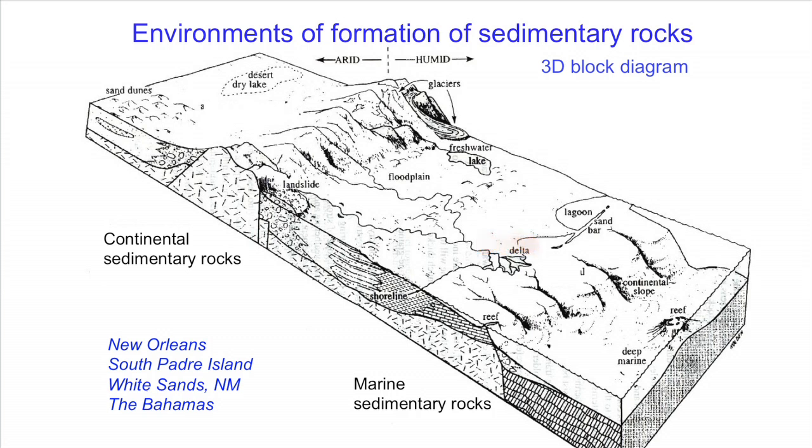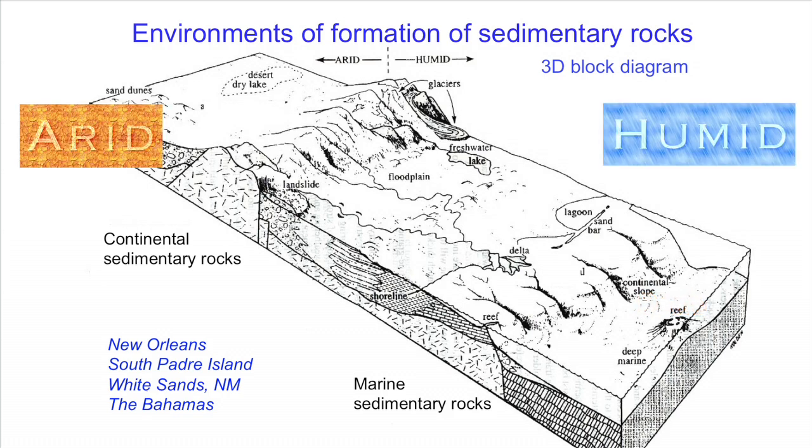The sand dunes back behind the mountain range, if you've ever been to White Sands National Monument near Alamogordo, New Mexico, you've been on those sand dunes. The reefs that are shown here, if you've been to the Bahamas or the Caribbean and have been snorkeling over a coral reef somewhere, you've been to that marine sedimentary rock environment.